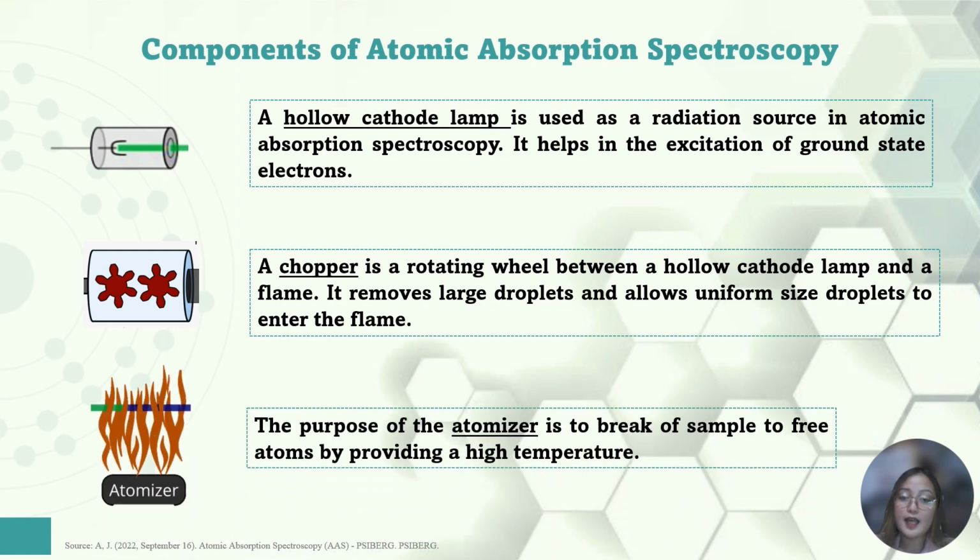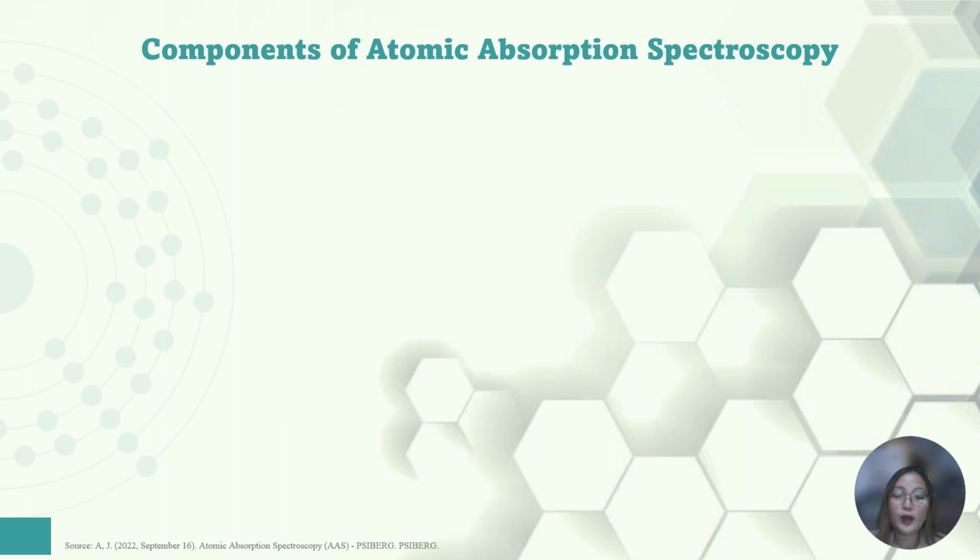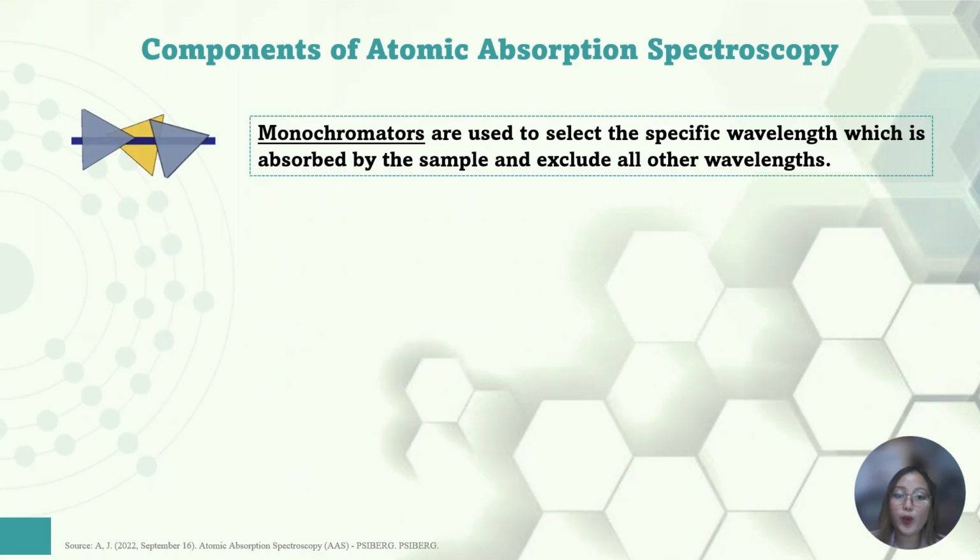Third is the atomizer. The purpose of the atomizer is to break up the sample to free atoms by providing a high temperature. Atomizers consist of burners and flames. The fourth one is the monochromators. Monochromators are used to select the specific wavelength which is absorbed by the sample and exclude all other wavelengths. The most common types of monochromators are prisms and gratings.